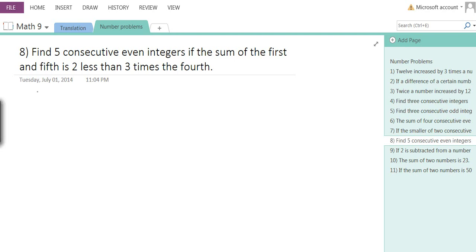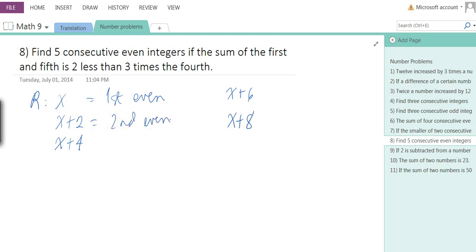So we have here 5 consecutive even integers, therefore I have x for my first, x plus 2 for my second even, x plus 4 for my third even, x plus 6 for my fourth, and x plus 8 for my fifth. So first even, second even, third even, fourth even, and the fifth even.